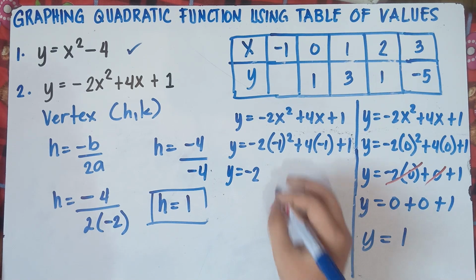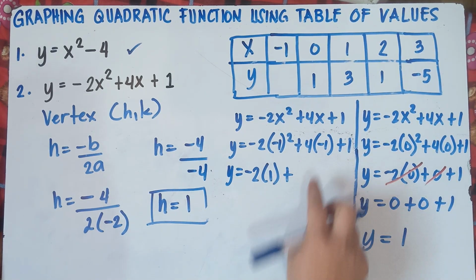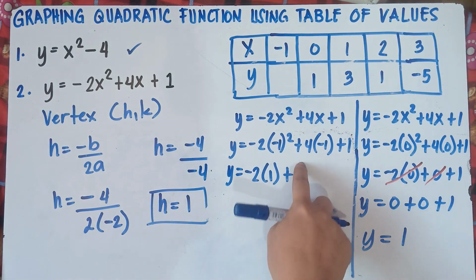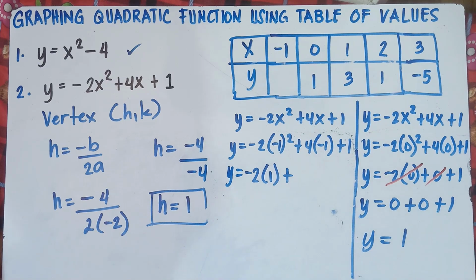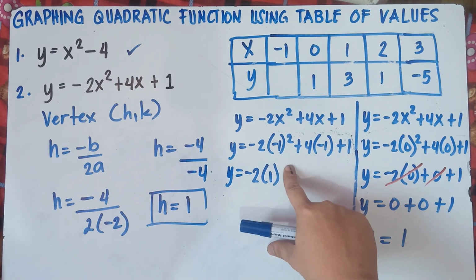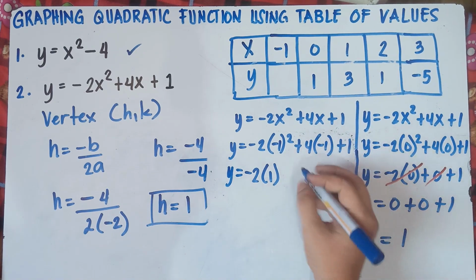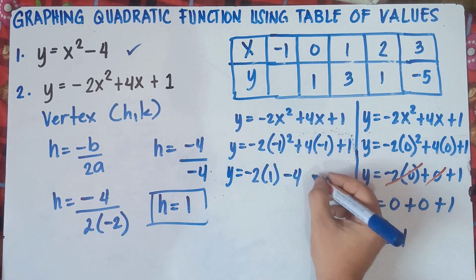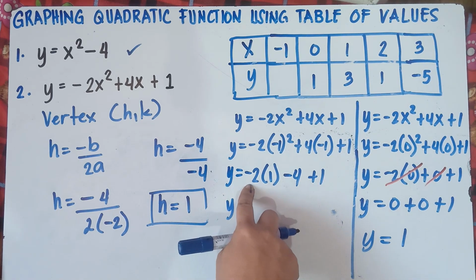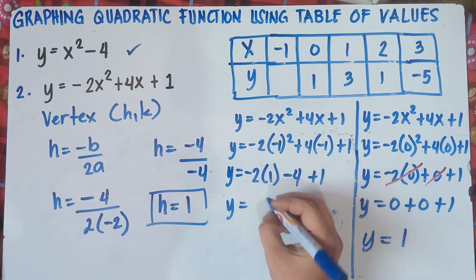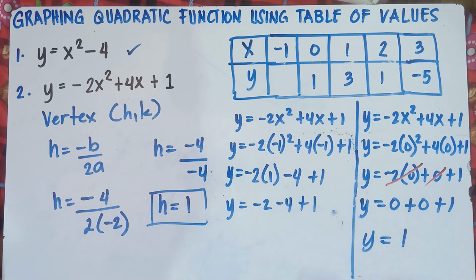Alright, so this will be negative 1 times negative 1, that's positive 1. Plus 4 times negative 1. Positive 4 times negative 1, that is negative 4. So I can just eliminate this sign because positive 4 times negative 1 is negative 4. Then plus 1. So y equals negative 2 times positive 1, that's negative 2. Then copy minus 4, then plus 1.